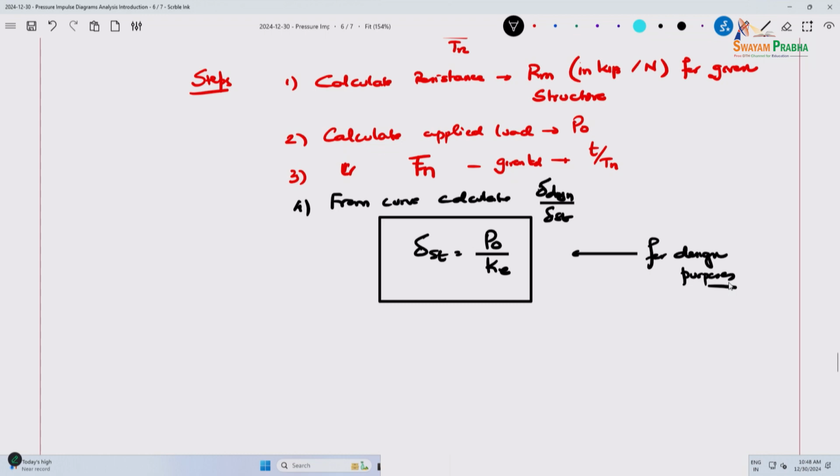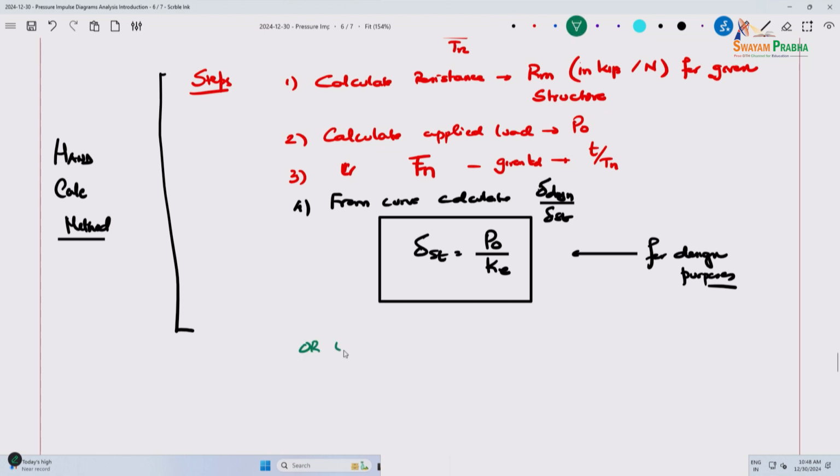So this is the hand calc method, or analytical expressions. You can also use, as I said, charts to find delta dynamic, and we'll go through exercises to compare both. You'll see what differences there are.